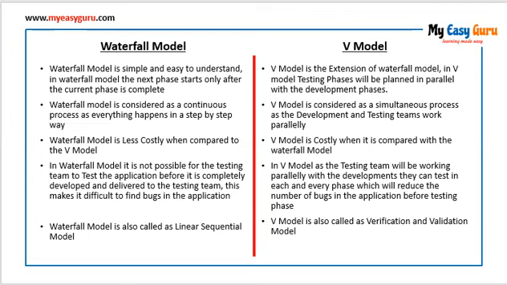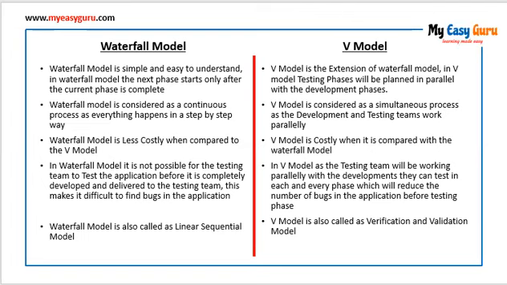There might be some small bugs which we cannot treat easily because it has developed up to a certain level, and it might be a bigger bug by now. So it is very hard to find a bug in case of waterfall model. In case of V model, testing team and development teams parallelly work with each other, and they can test each and every phase, which will reduce the number of bugs in the application before the testing phases.